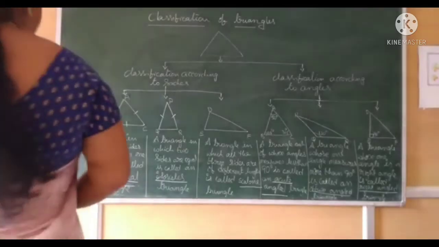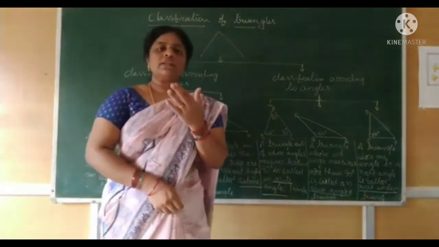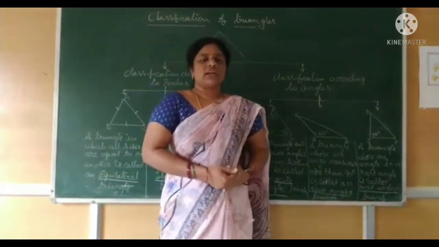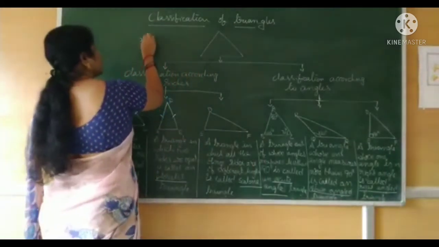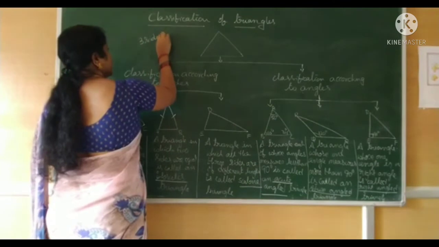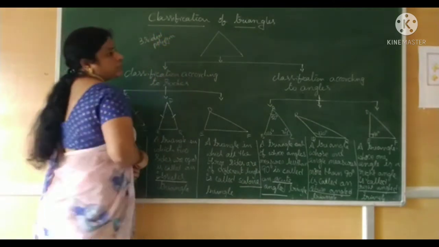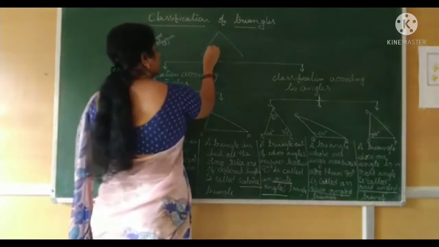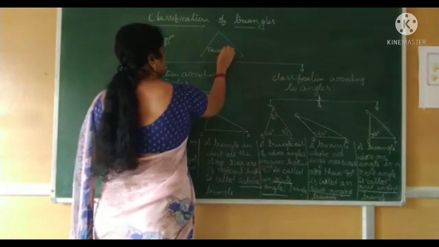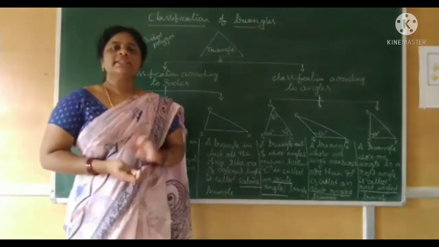Next, classification of triangles. Before going to this, what is a triangle? A triangle is a three-sided polygon. See here, 1, 2, 3. So this is a triangle. Triangle is a three-sided polygon.